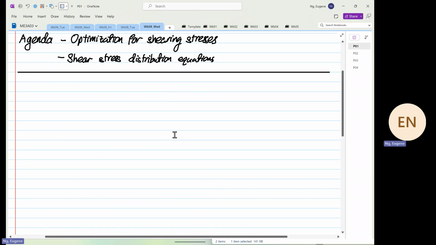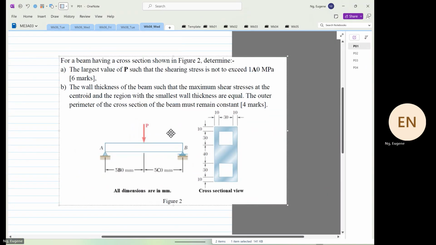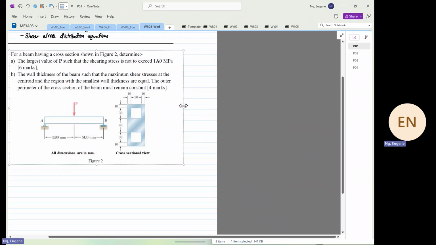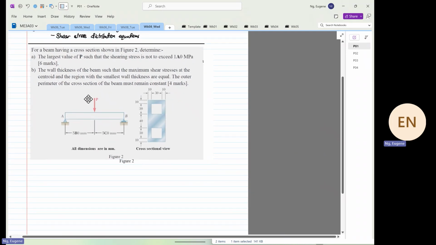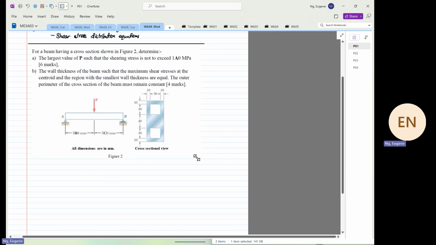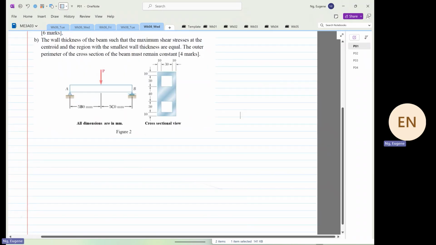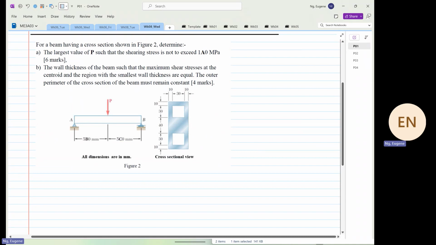So let's look into, we started this question before, okay? I explained to you what is going on, okay? It's one of those questions that you have to carry out optimization.